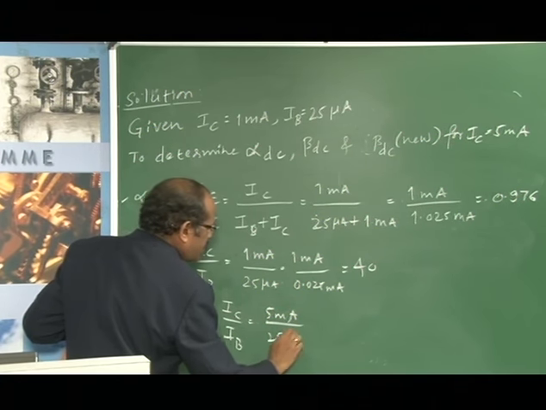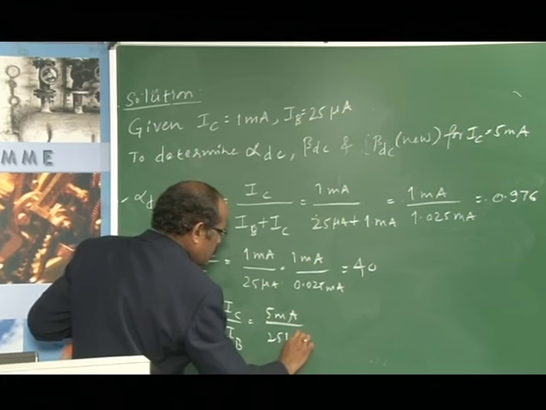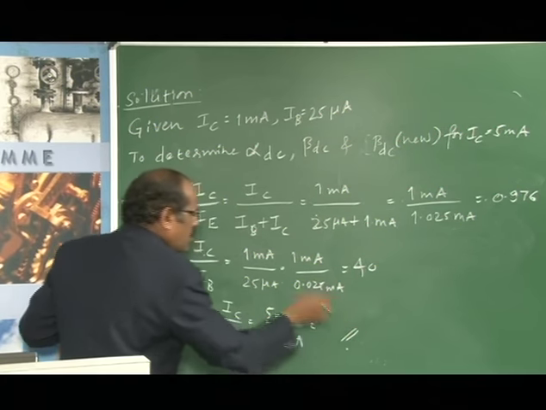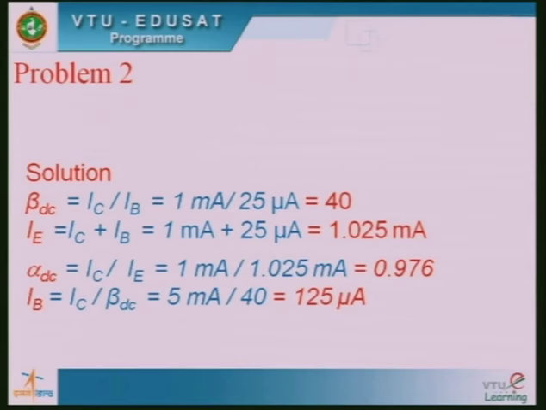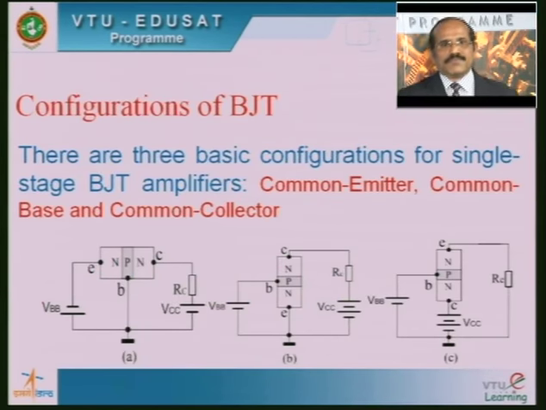You will be able to get the answer using this. This is how you can solve the two problems related to both transistor current and voltage equation. Now, let us see some configurations of the bipolar junction transistor.